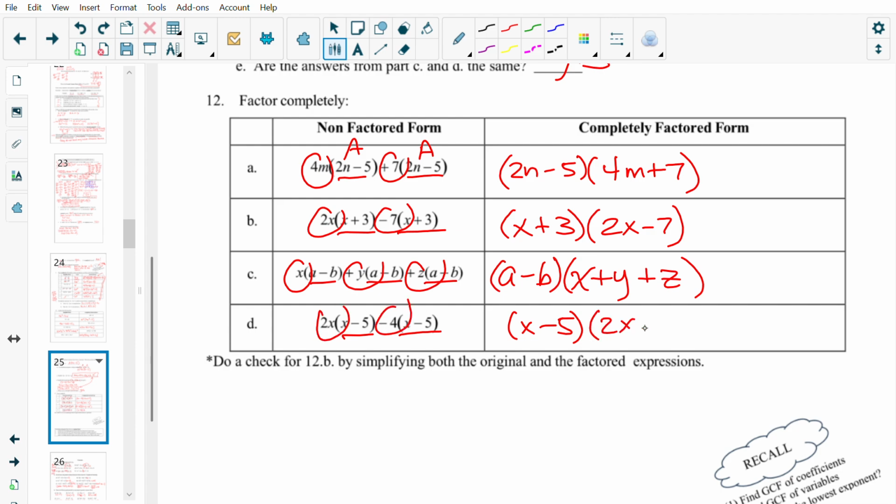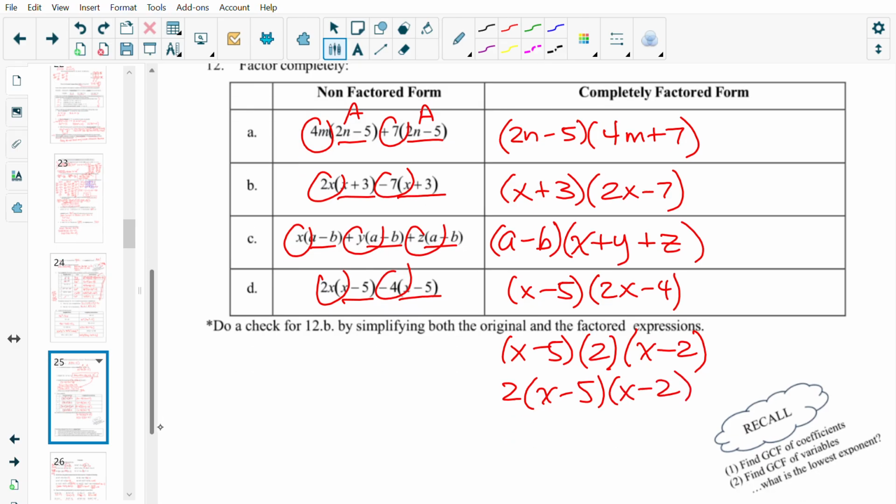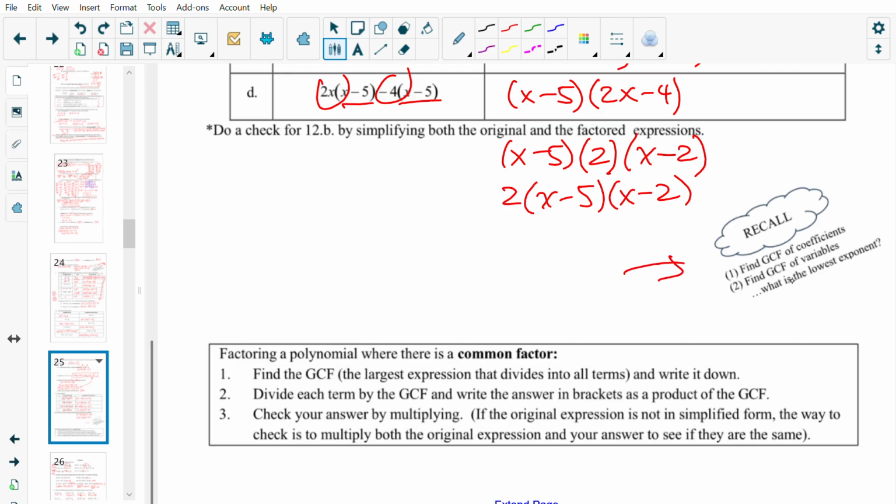X minus 5, x minus 5. I'm left with 2x minus 4. 2x minus 4. But we need to factor completely. I can factor out a 2. And I have x minus 2. And then let's just rewrite it with the 2 out in front. Just convention. And that is it. Okay?